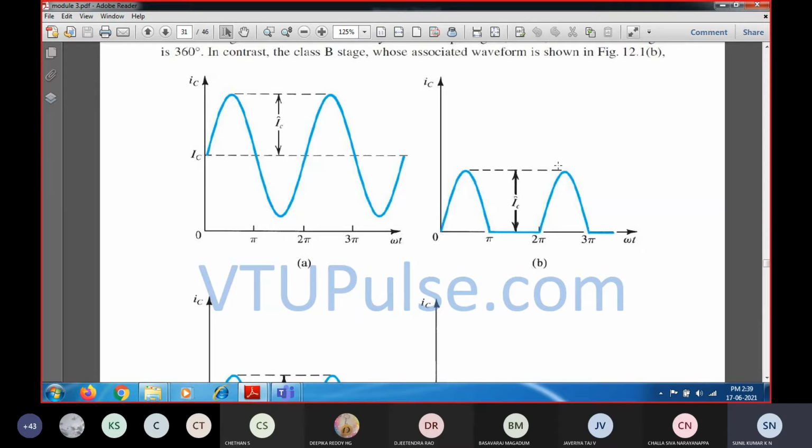Based upon that, there is the operating angle. That is the operating angle: for one cycle of input signal, how the output is going to vary. Based upon that, we are going to classify the power amplifiers.